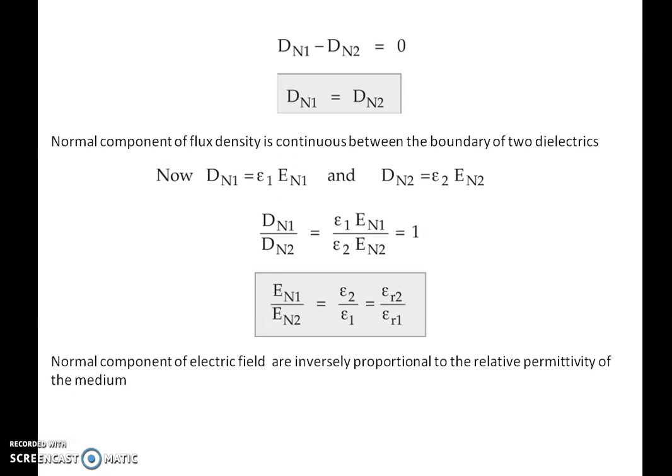So as you observe here, the tangential component of D will vary with respect to the medium, and the normal component of E will vary with respect to the medium. So there is a change in the direction of D and E. This is called the refraction of the flux density. We will see in the next video what the refraction of flux density is when it travels from one dielectric medium to another.